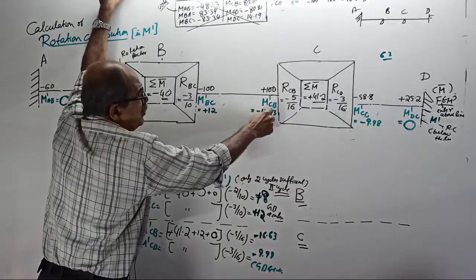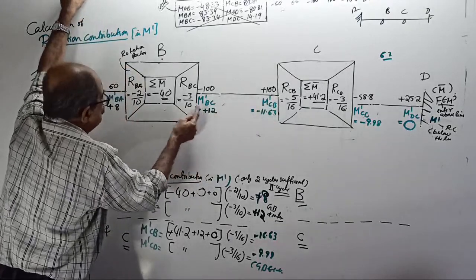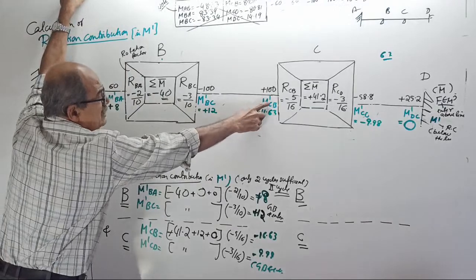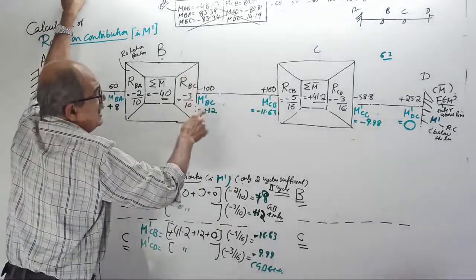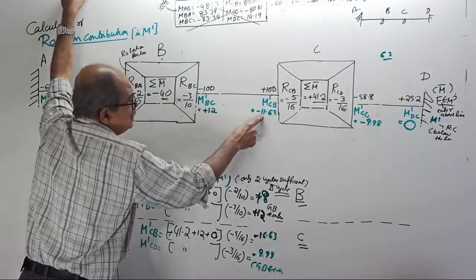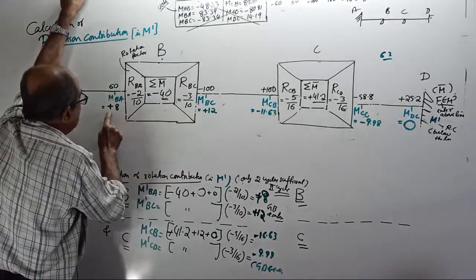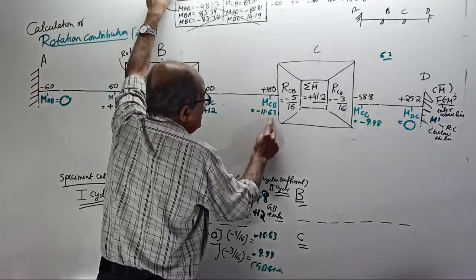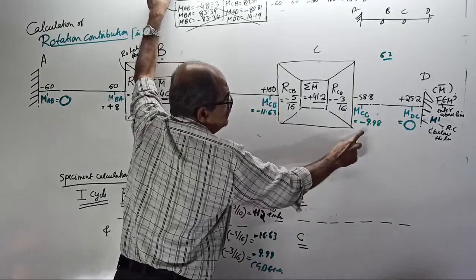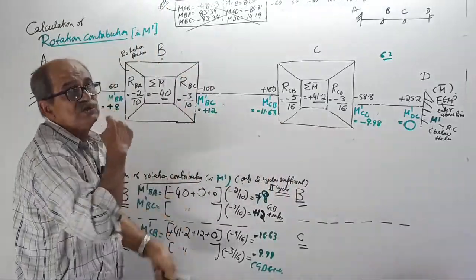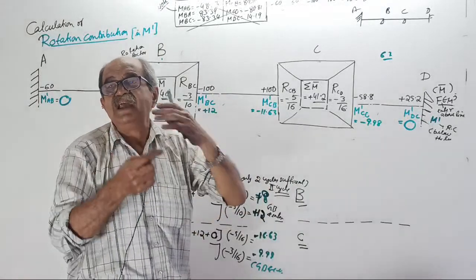If this value is different, then these two values will also change. When that value changes, last time you took 0. When a new value is there, because of that value, these two values will change. When these two values change, next time again these two values will change. When those two values change, again these two values will change. So it will keep on changing.